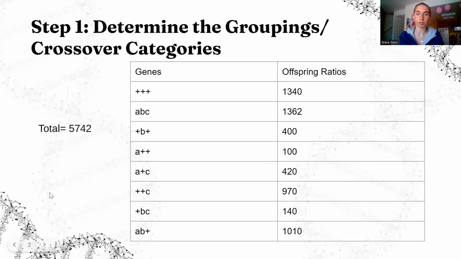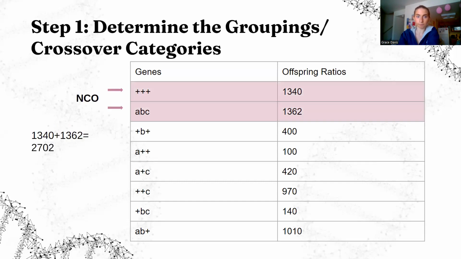So the first step is determining the grouping / crossover categories, and here you can see a table of the data set provided, which had the gene and offspring ratios, and I went ahead and totaled the overall offspring ratio numbers, which was 5,742, and that will be important to use later on. We can first start by identifying the non-crossover group, which is abbreviated as NCO, and we can determine that by finding the highest two values that are in close proximity to one another, and the total for those two values is 2,702.